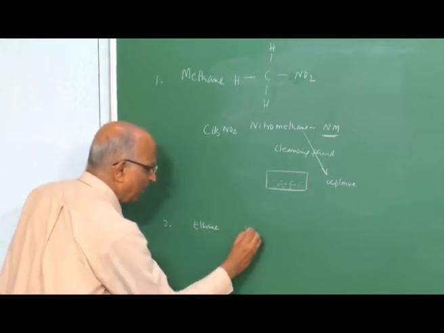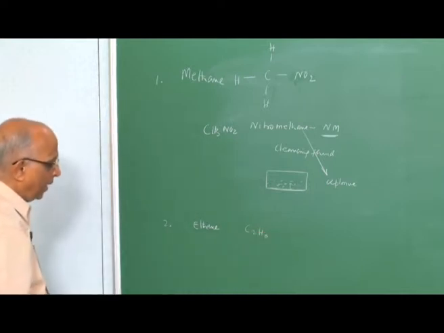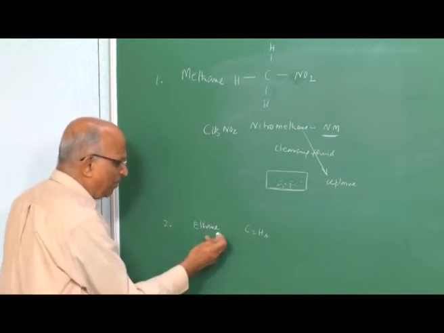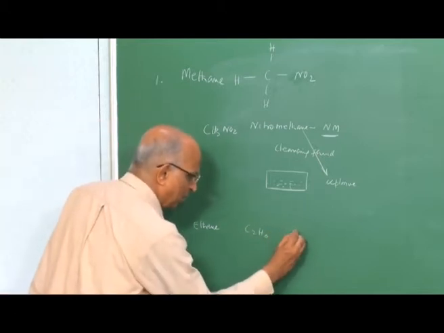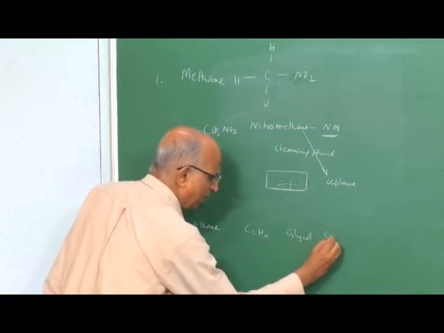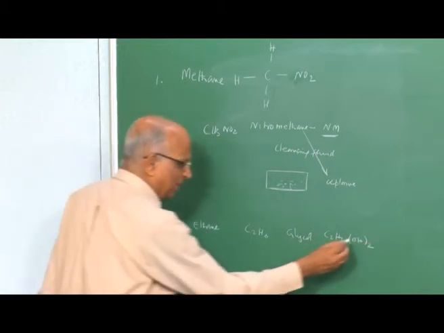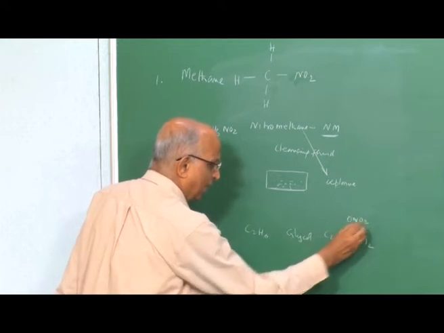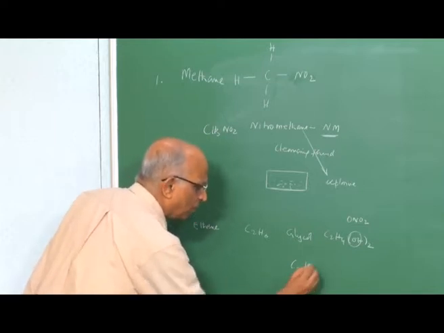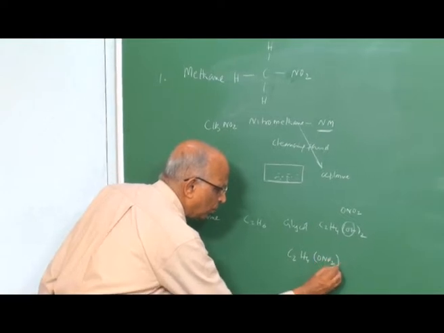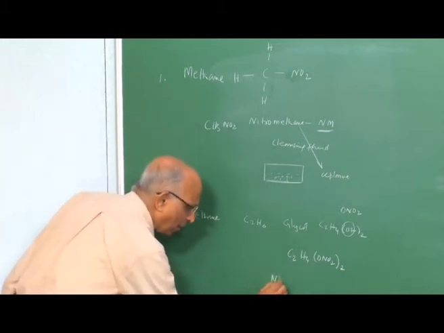When we say ethane, we know it is C2H6, that is H(4+2). Maybe we hydrolyze it to form an alcohol, and this alcohol is known as glycol. When we hydrolyze it, it forms C2H4(OH)2. And what you do is you replace the OH by ONO2, that is the nitrate radical, and you get a substance known as C2H4(ONO2)2. That means I replace OH by the nitrate radical, and this is known as nitroglycol.